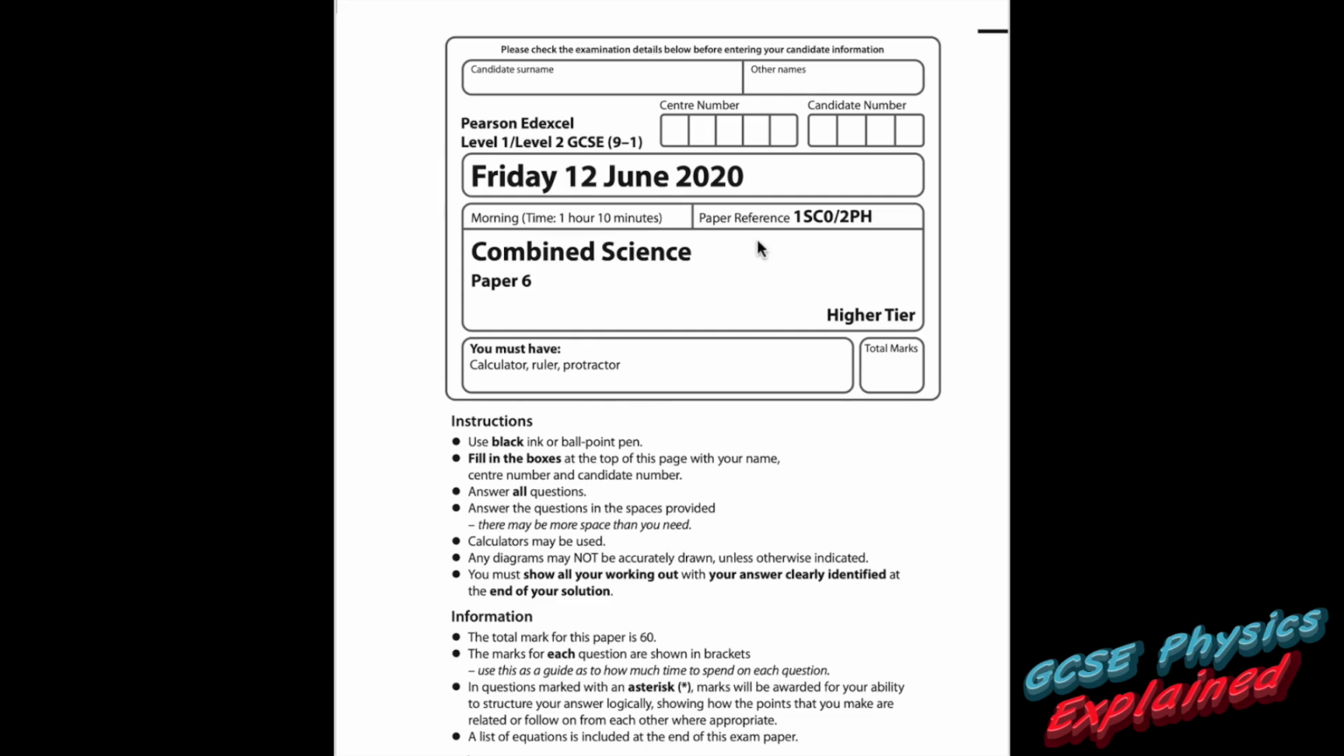Right, let's do some physics. This is the June 2020 paper. It was for 1 hour and 10 minutes, the combined science, worth 60 marks, so that's basically 1 mark per minute. And it's the paper 6, which means it's physics paper 2.